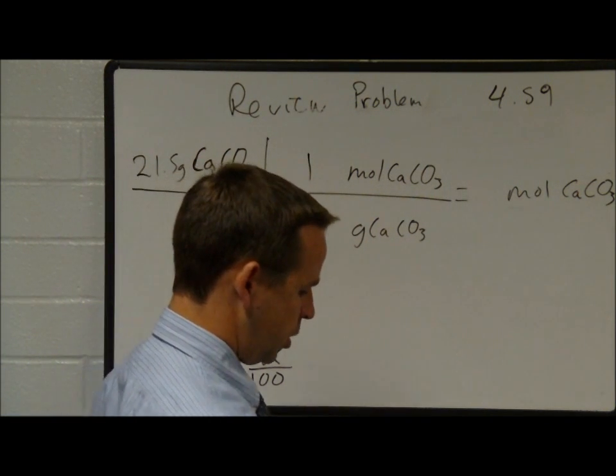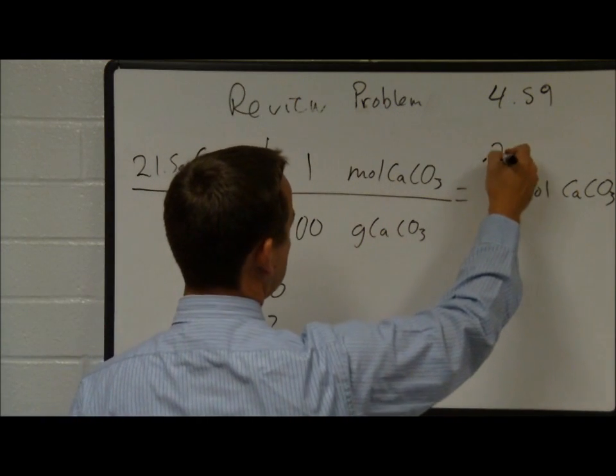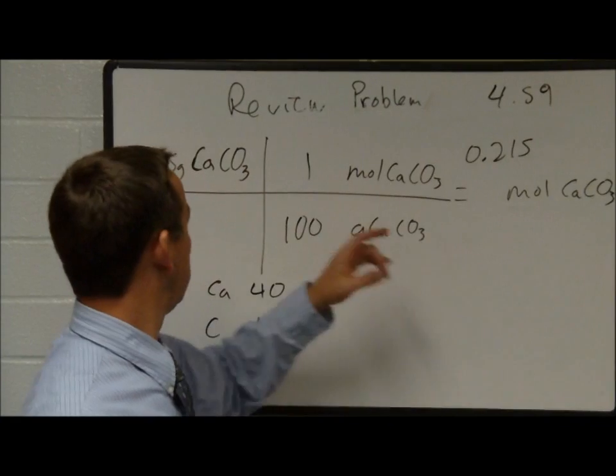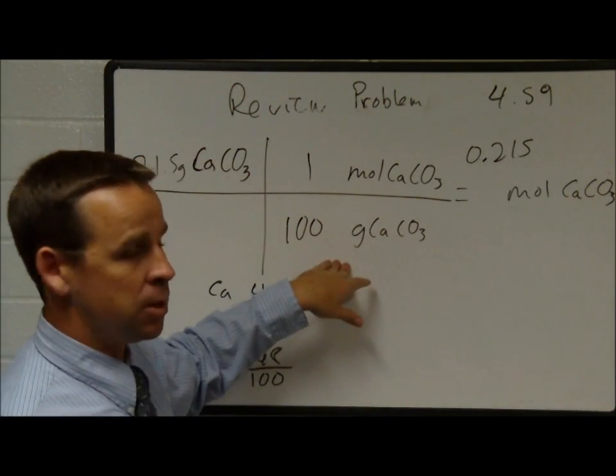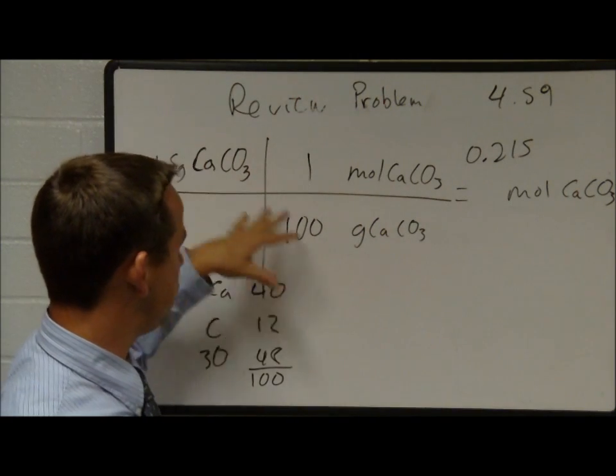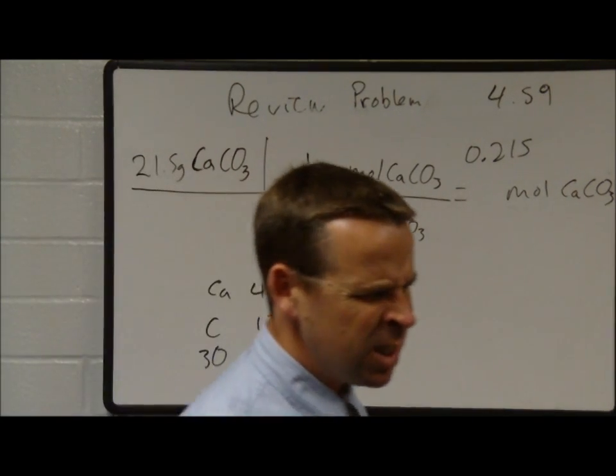So we get a fraction of 0.215. And we can always double check in our minds, does that make sense? Would we have less than a mole? Yeah, because we have fewer grams than there are in the mass of 1 mole, right? So we have less than a mole, we know that.